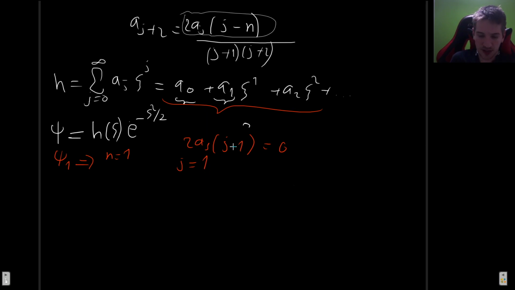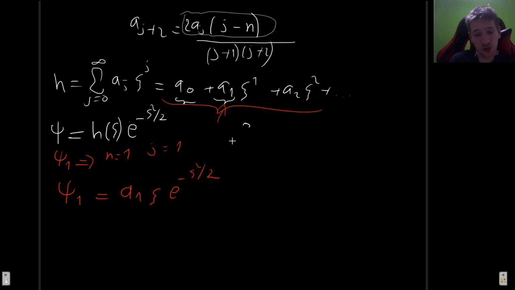j equals 0 doesn't work. And as we saw before, now we can't have any even terms, right? Because for 0 and 2, there's no condition. If you take any 0, 2, 4, there's not going to be anything. j equals 1 is the maximum allowed value here. So n equals 1 means j equals 1. So now the only term present in this h function will be a1 times psi, right? Because you have to plug it in and it's already multiplied by this psi to the first power. So our psi1 will be some constant times psi times e to the minus psi squared divided by 2.